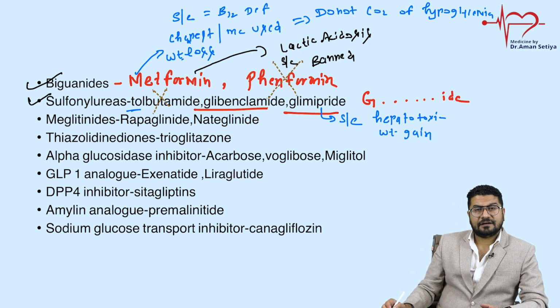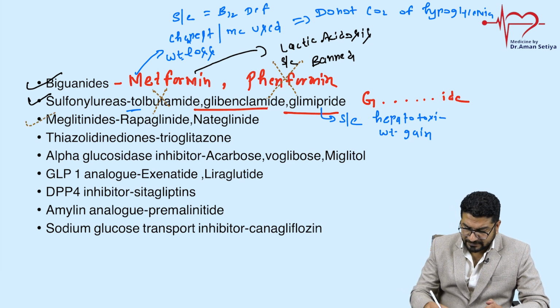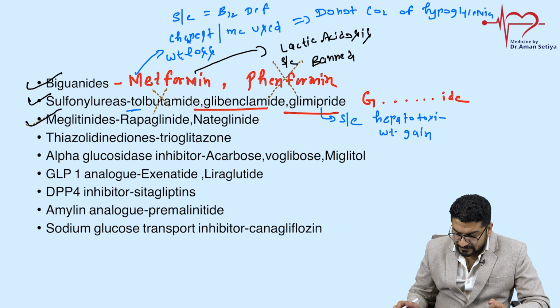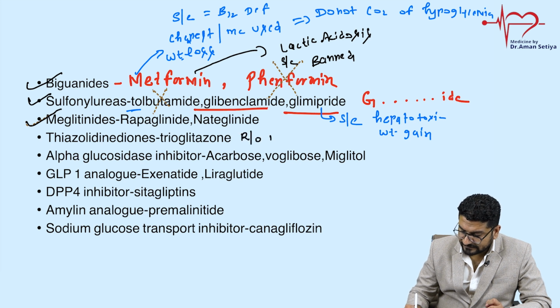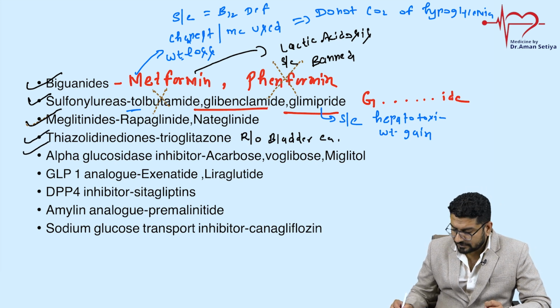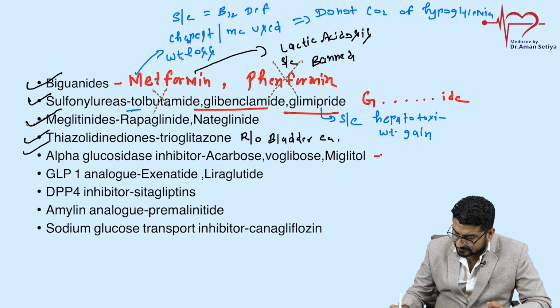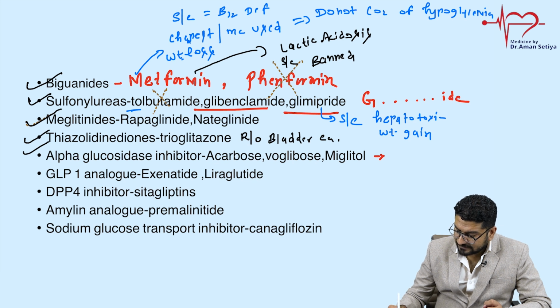Then we have meglitinides, like repaglinide and nateglinide. They are not commonly used, so they are add-on drugs, not routinely used. Thiazolidinediones: here we have drugs like rosiglitazone and pioglitazone. Here there is some risk of bladder cancer. Alpha glucosidase inhibitors like acarbose, voglibose, miglitol. Remember, they can cause osmotic diarrhea and flatulence, and these drugs will control postprandial sugar.